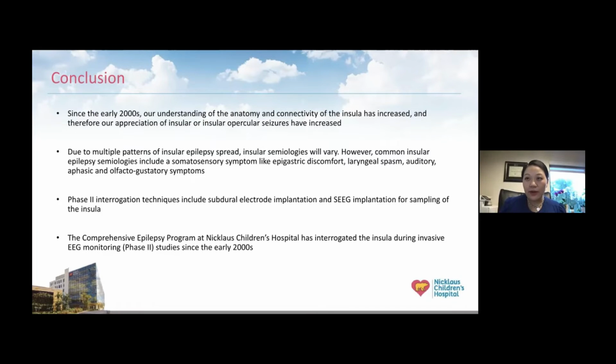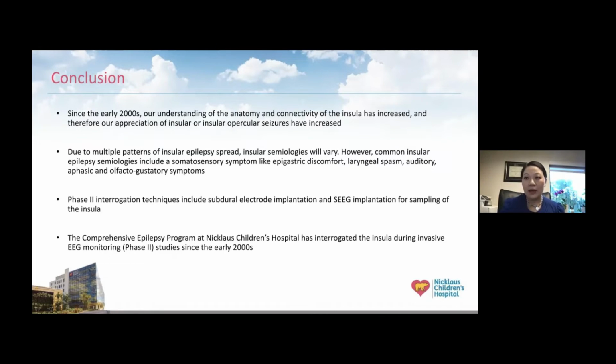And phase 2 evaluations and interrogation techniques like subdural implantation and SEEG implantation have really allowed us to further our understanding of the insula in epilepsy networks, and allowed us to sample the insula with greater frequency, especially with SEEG, and also with very, very few reported complications in literature.